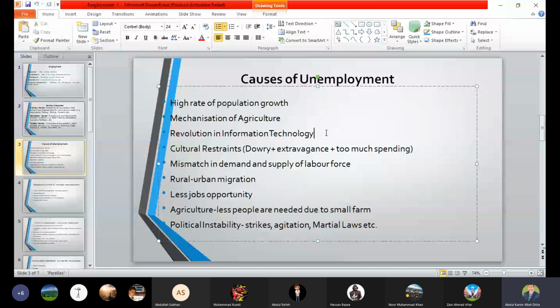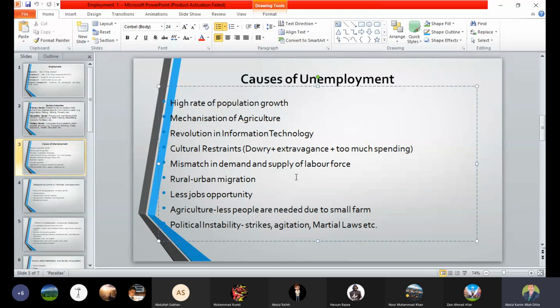Number four, cultural restraints. Yes, in the society, as you know, we have to give dowry and we have to spend a lot, and due to that unemployment is increasing in the country.